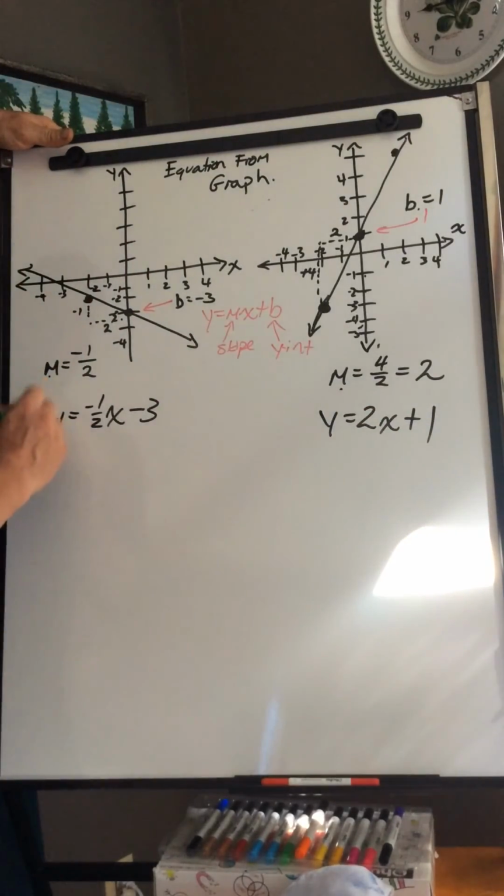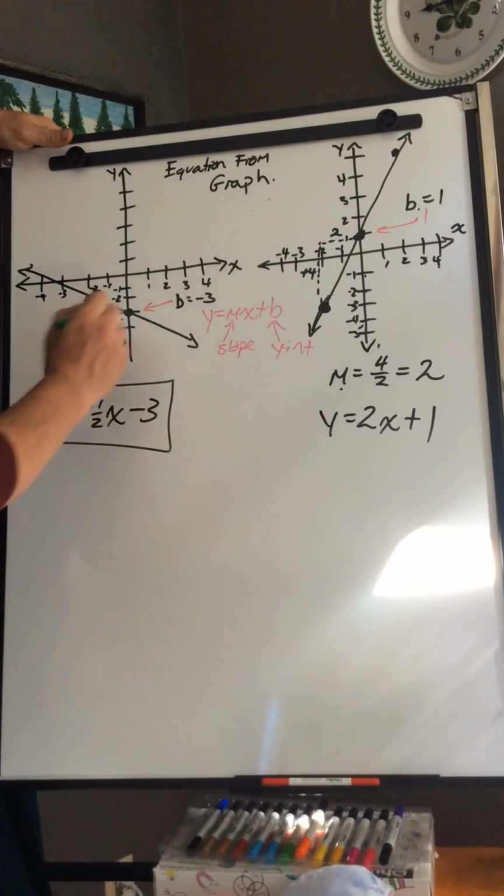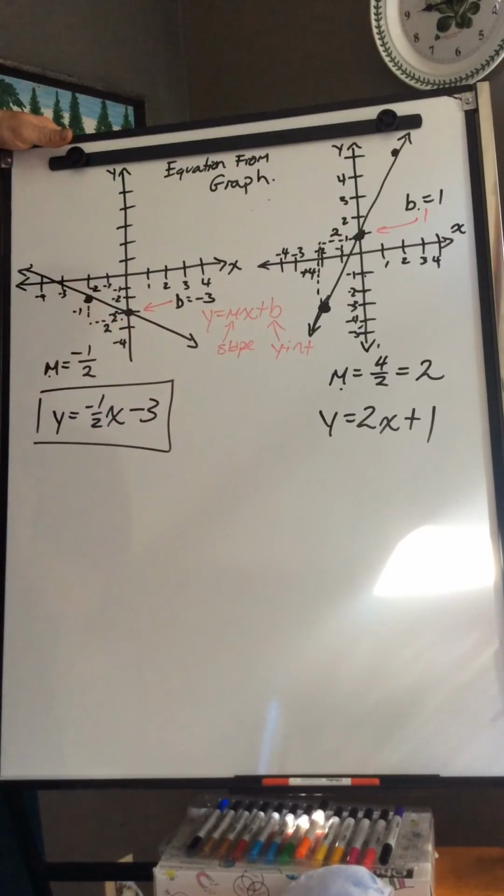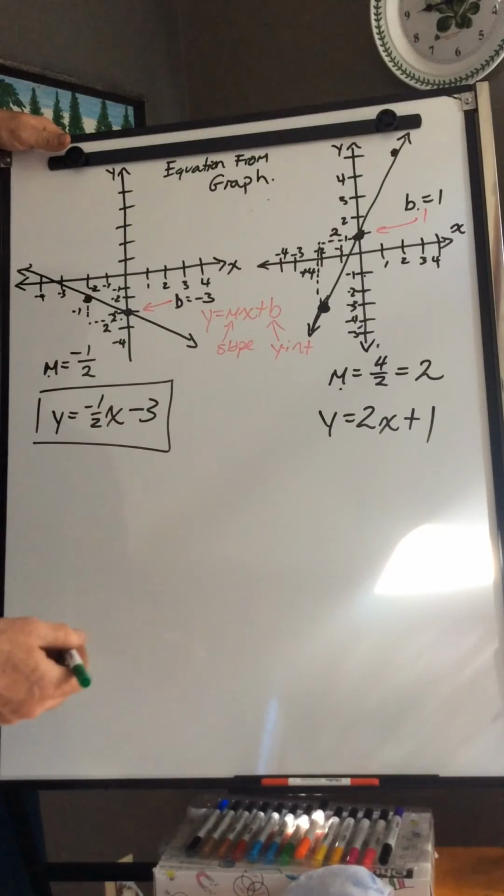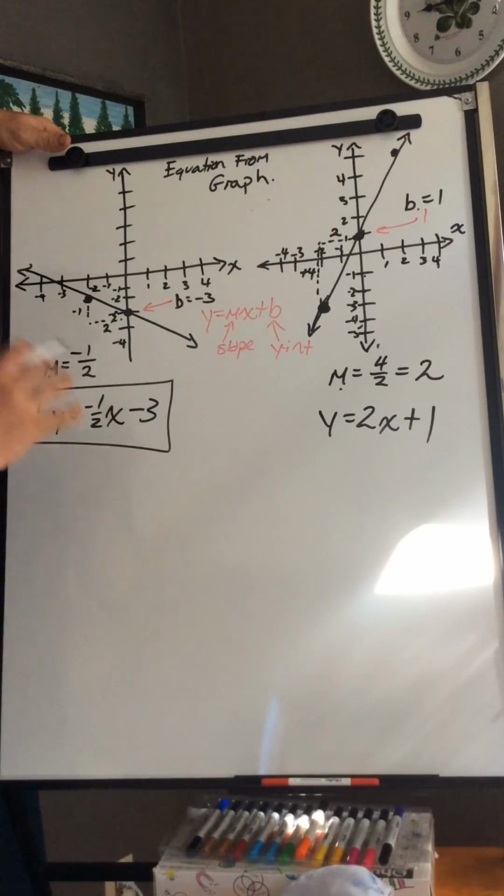So that's it. As long as you have the y-intercept and you can figure out the slope, you can write the equation in slope-intercept form from the graph. It'll get a little tougher when we get into other ways to write the equation, but for now, as long as you have the y-intercept and the slope, you've got an equation.